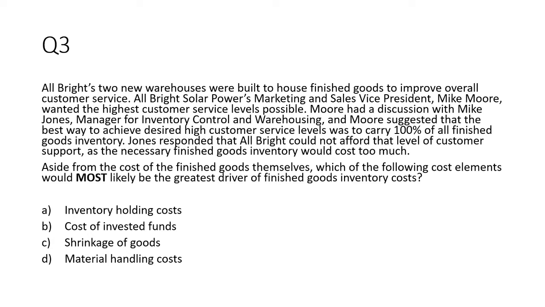Jones responded that Albright's could not afford that level of customer support as the necessary finished good inventory would cost too much. So aside from the cost of the finished goods themselves, which of the cost elements would most likely be the greatest driver of finished good inventory costs? So we had four options. First, inventory holding cost, then cost of invested funds, option C, shrinkage of goods, and option D, material handling cost.